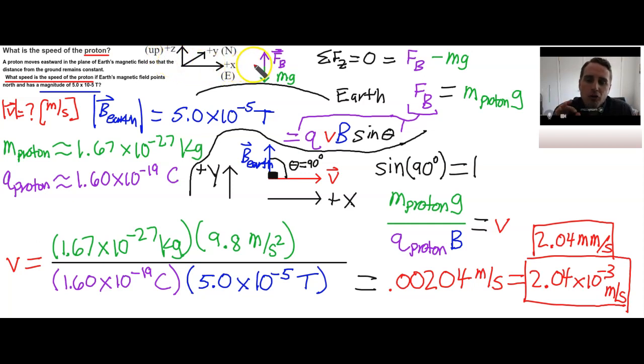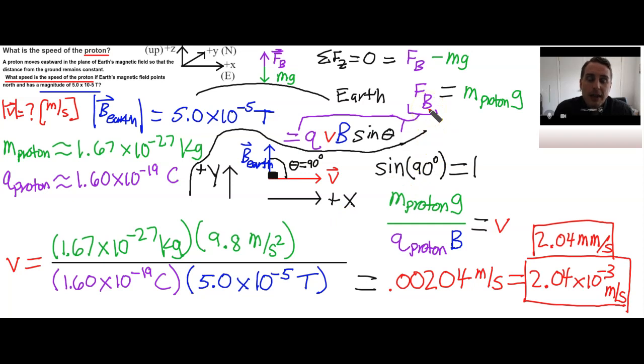So if the particle stays at a constant height, that means there's zero net force on it. That is, the weight downward, mg, and the magnetic force, F sub b, upward, should balance. When you add them together in the vertical, in the z direction, you should get 0. So Fb minus mg is 0. M here is the mass of the proton. G is the gravitational constant, which for Earth we know to be approximately 9.8 meters per second squared in SI units.